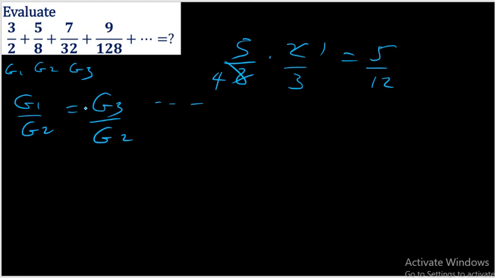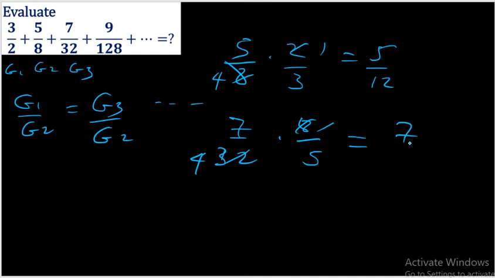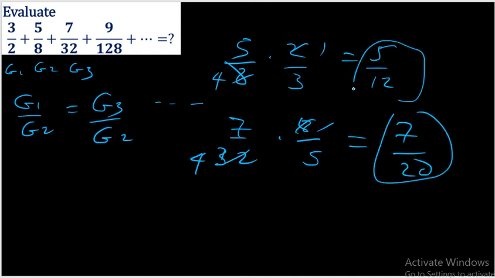Let us check g3 over g2 also; it should be the same. That means 7/32, I have to divide by 5/8, that means I multiply by 8/5. So by 8, 1; this by 8, 4; so I got 7/20. They are not the same. It should give us the same result.